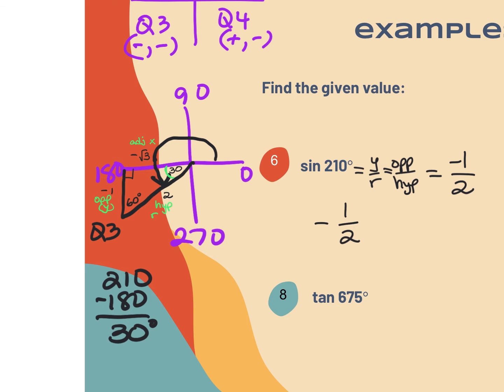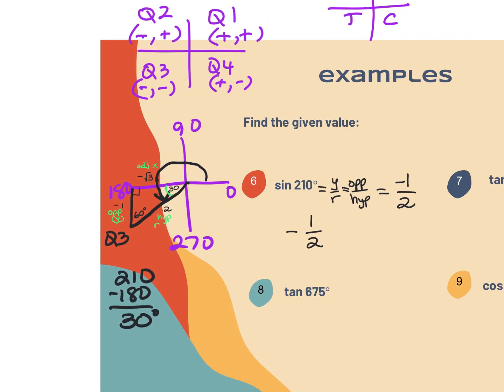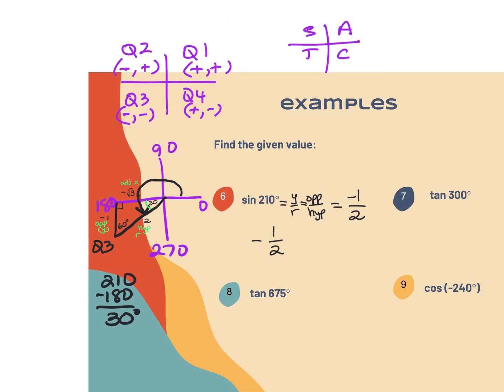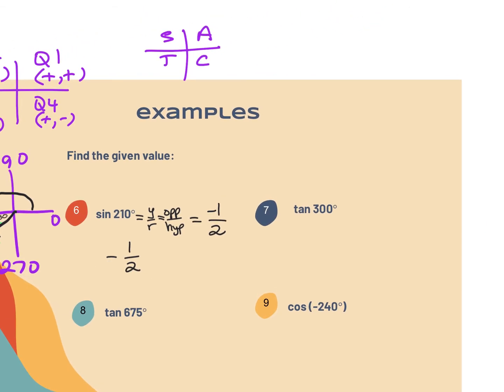Now, when we're doing these, we need to find a coterminal angle that's on the coordinate plane. So we're always looking for a reference angle that's between 0 and 360, or a coterminal angle. So let's try the next one. It's a 300-degree angle. So let's go ahead and give ourselves a visual to see where 300 degrees ends up.